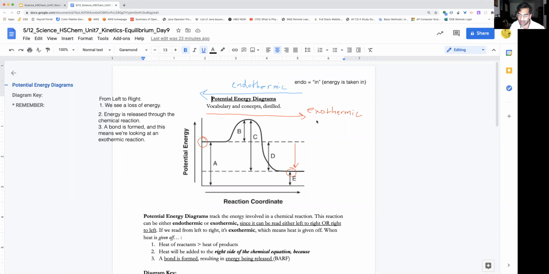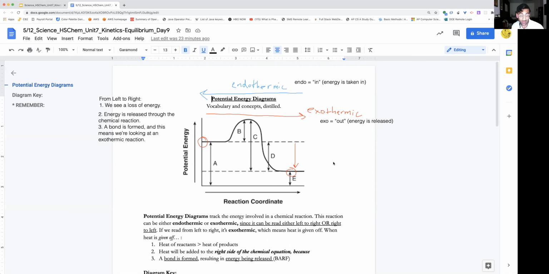And down here, exo means out, because energy is released. Okay, so this is the first thing that we can tell from a potential energy diagram. Depending on what direction we're reading it in, we can say whether it was an endo or an exothermic reaction. And this is important to know because you'll know whether the products of your reaction have more or less energy than the reactants of your reaction.